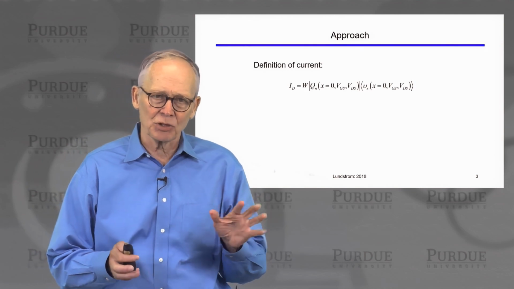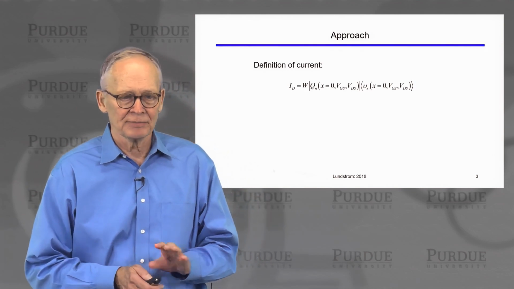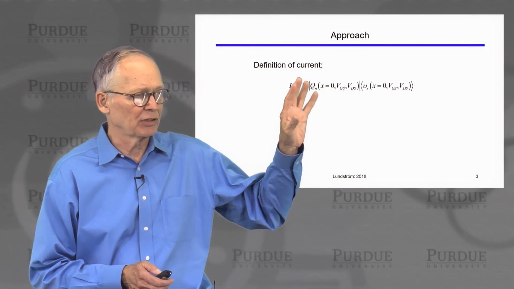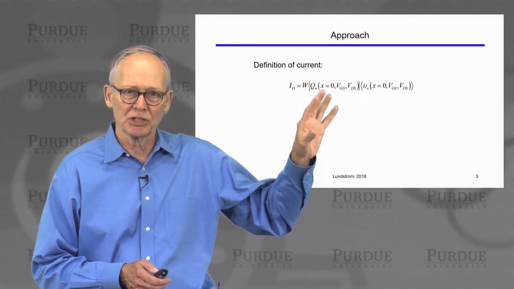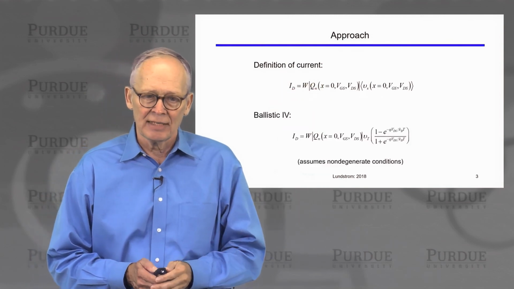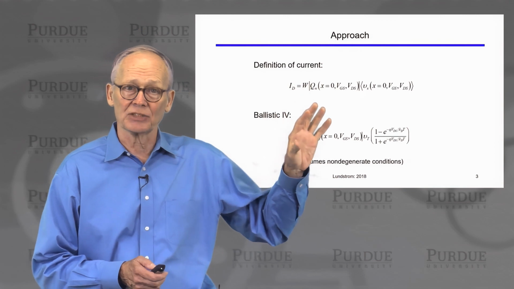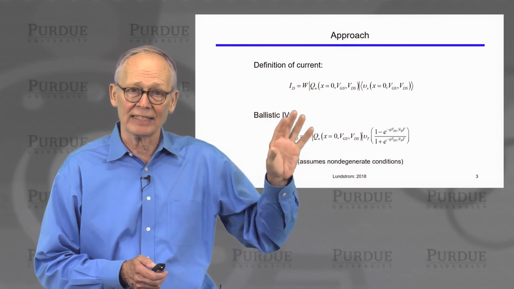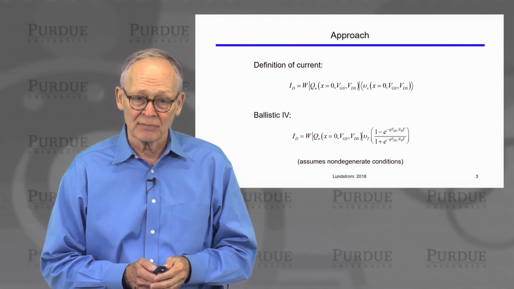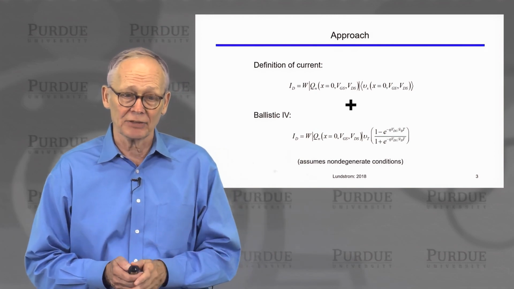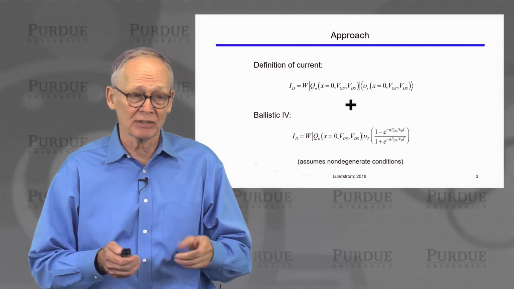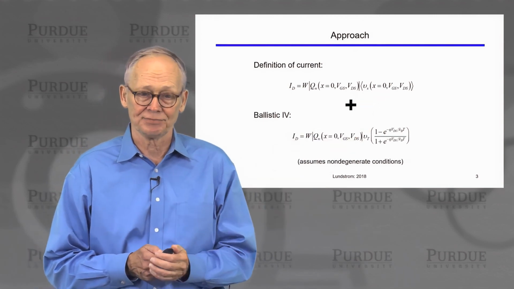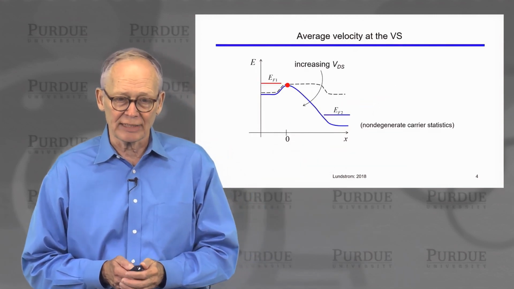Okay, so the approach we're going to use is very straightforward. We know that the definition of current involves charge and a velocity. And we have an IV expression that gives us the current through a ballistic MOSFET at any drain to source voltage. So we're simply going to put these two together, equate them to each other, and solve for the velocity. All right, so let's take a look at that.